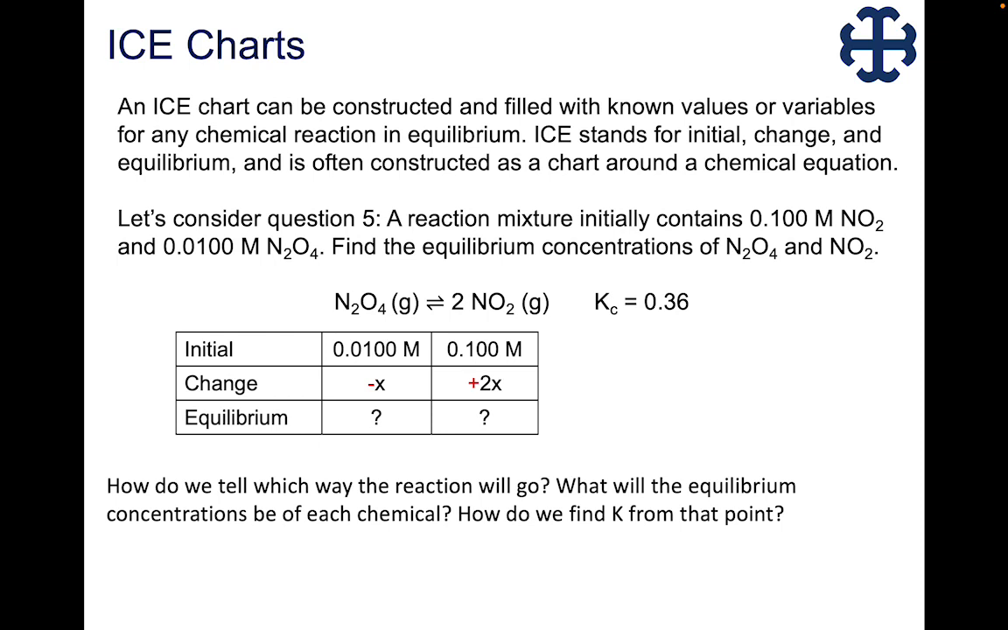And then how do we figure out the equilibrium concentrations of each of these chemicals? In this sort of situation, we're not actually told what our equilibrium concentration of either chemical is. So how do we figure that out based on the information that we're given? And then from that point, how do we find, or not how do we find K, because we're already given K, but how do we find that equilibrium concentration?